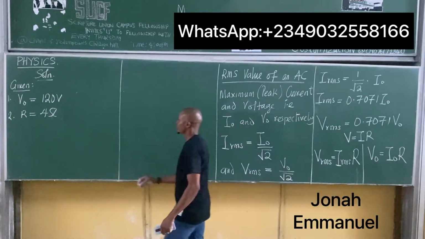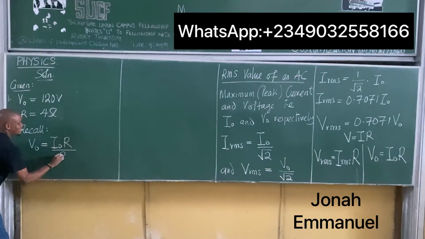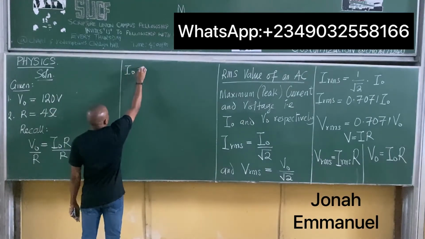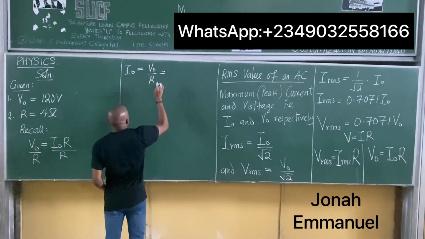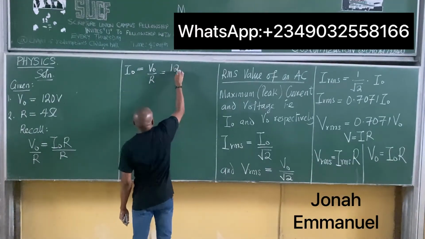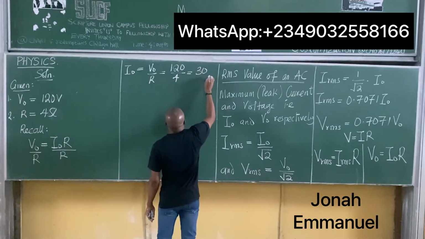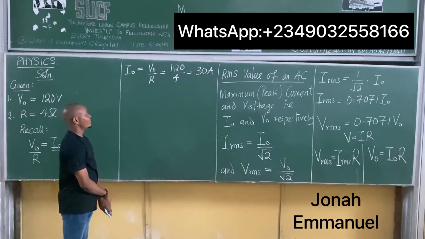Recall that we said peak voltage using Ohm's law is equal to peak current times the resistance. To get peak current, divide by resistance. That means peak current I naught is equal to peak voltage V naught all over resistance. That's equal to V naught is 120 all over 4. So what do you get there? 30 amperes. I've gotten the maximum current.